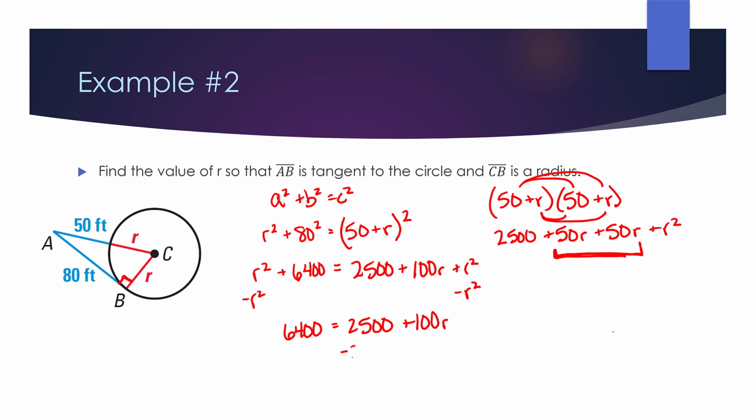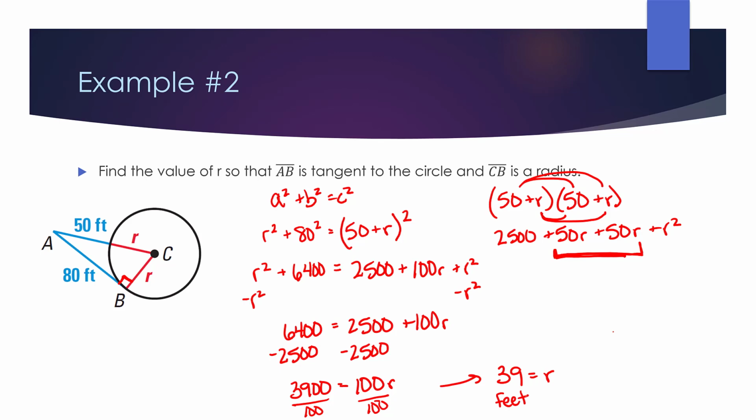Now it's just linear. So subtract 2500 from each side. 3,900 equals 100r. And then we'll divide each one by 100. And we find 39 equals r. Or to be more precise, 39 feet would be the length of our radius.